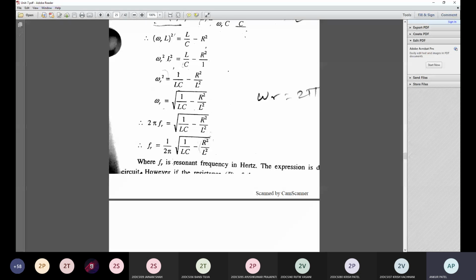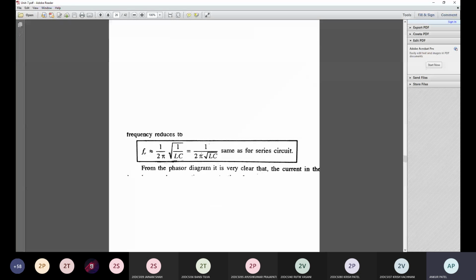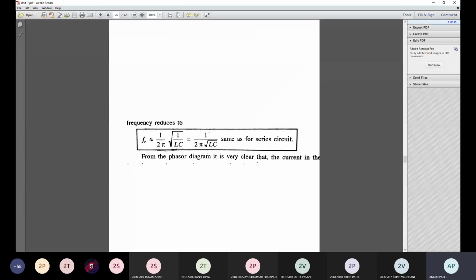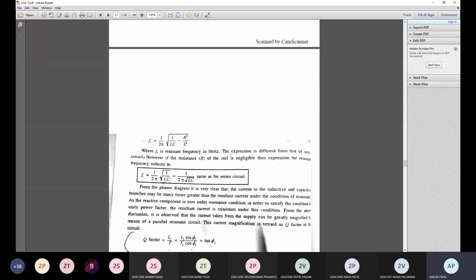Now, the coil has negligible resistance value, so we are taking R equal to negligible. So our equation becomes FR equal to 1 upon 2 pi under root LC. This term becomes 0 as we are neglecting it. As the coil has negligible resistance, we have the same equation, 1 upon 2 pi under root LC. So this is parallel resonance.